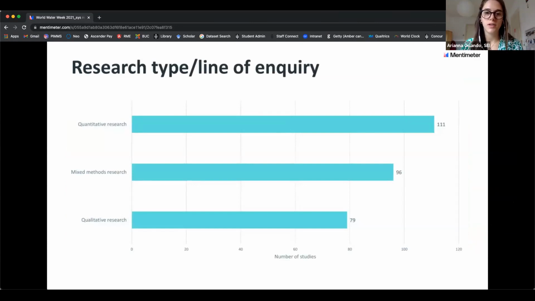So as you can see in this slide, coming to the types of research included in the project, there is a relatively even split across the different lines of inquiry. You can see that we had 39% of quantitative research, 33% of mixed method research, and 28% of qualitative research. So most of the studies we included were actually quantitative.